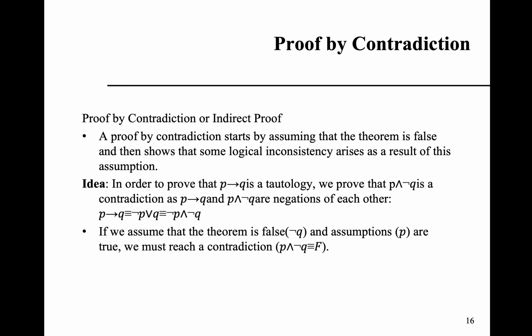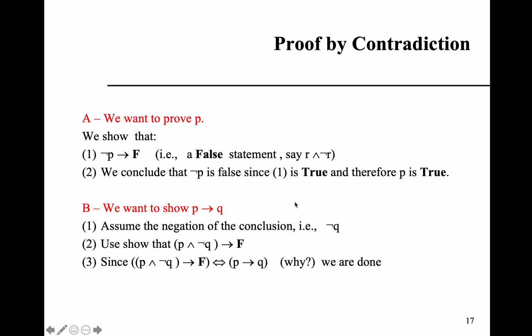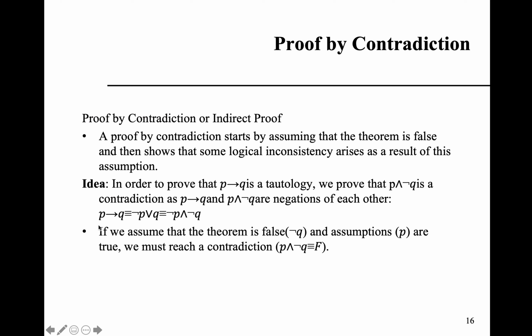So the idea is, in order to prove that if P then Q is a tautology, we prove that P, when essentially you make sure that the contradiction actually exists, and then you have negations of each other. I'm actually not going to say that out loud because it's just going to create a lot of confusion. Just read through it, that way I don't confuse it. But if we assume that the theorem is false, where you have P and negative Q, where negative Q exists, then with the assumption P is true, we need to reach a contradiction, where the whole statement, the inconsistency or the contradiction, is basically false.